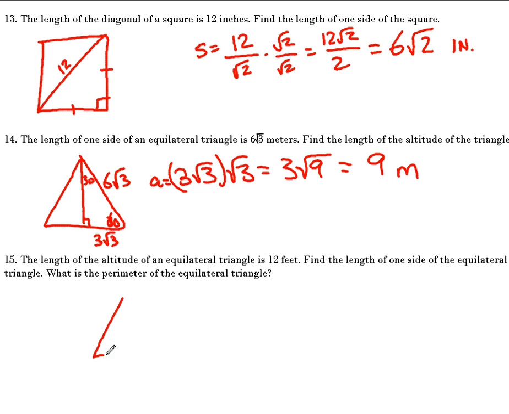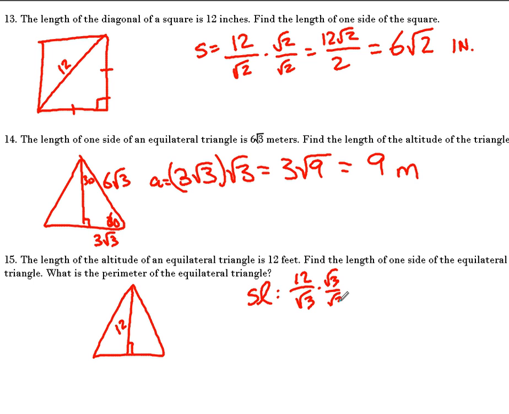In 15, we have another equilateral triangle. This time it tells you the altitude is 12. So we need to figure out what the length of one of the sides is first. Well, if I know this is 12, to get to the short leg here, so I'm going to say SL, the short leg, is going to be 12 divided by the square root of 3.